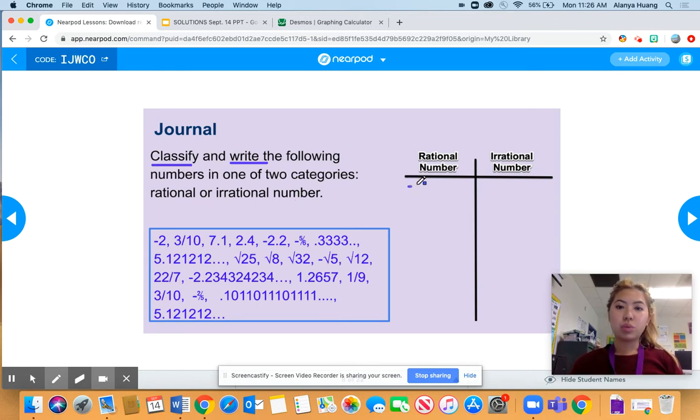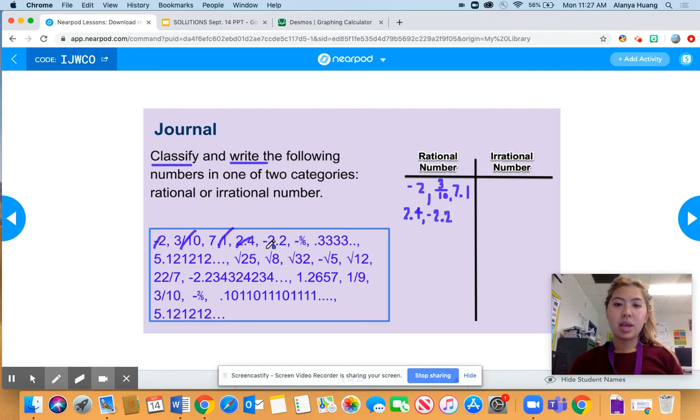So -2 would be rational, 3/10 rational since it's a fraction, 7.1 rational since it's a terminating decimal, 2.4 rational, -2.2 rational, -5/6, that's a fraction, so that's rational, 0.333, that's a repeating decimal, so that's rational, 5.121212, that's also a repeating decimal since there's the pattern of the 1, 2. And instead of writing the repeating numbers, I'm just writing a line on top.